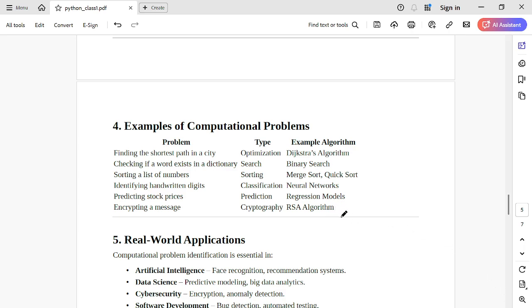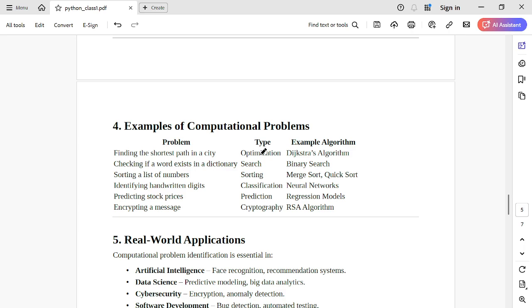So examples of computational problems are given here, along with the type of the problem and an example algorithm. Finding the shortest path in a city: the type of the problem is optimization. Already we have seen that. And the example algorithm is Dijkstra's algorithm. That means optimization: many solutions will be there, but we are selecting the optimized solution.